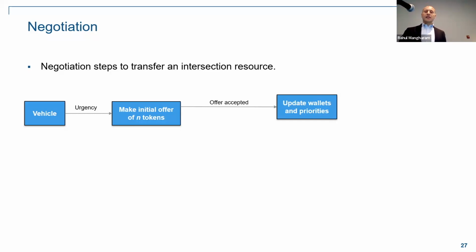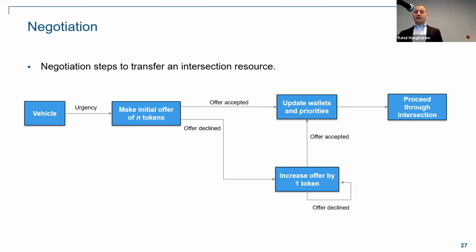If the offer is accepted, then we update the wallets, which contain the amount of tokens every actor has available, and the priority. And then, of course, the new owner of the resource will proceed through the intersection. Otherwise, if it's declined, we increase the offer by one token until either it's accepted or we exceed a threshold for the offer. And then, of course, the priority remains the same.